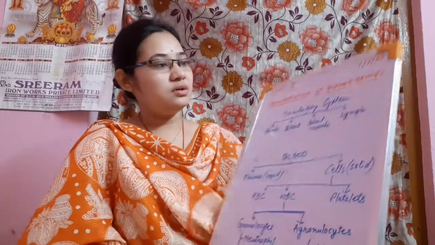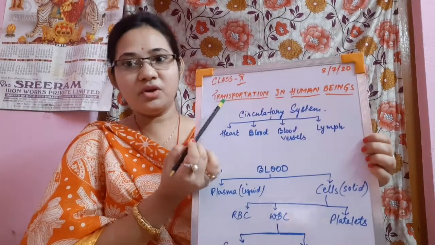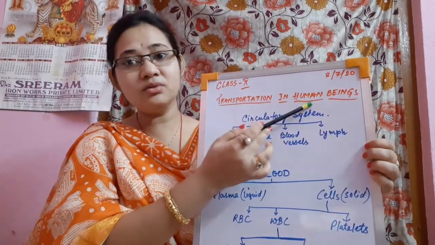Now in our chapter life processes, we have already studied two important processes, that is nutrition and respiration. Now in today's video we are going to study another type of life process, that is transportation in human beings. Transportation we will study separately in case of animals and in plants. So our today's topic is transportation in human beings, and we will see how this transportation is possible in our body. Okay, so under chapter life processes, our next heading is transportation in human beings.